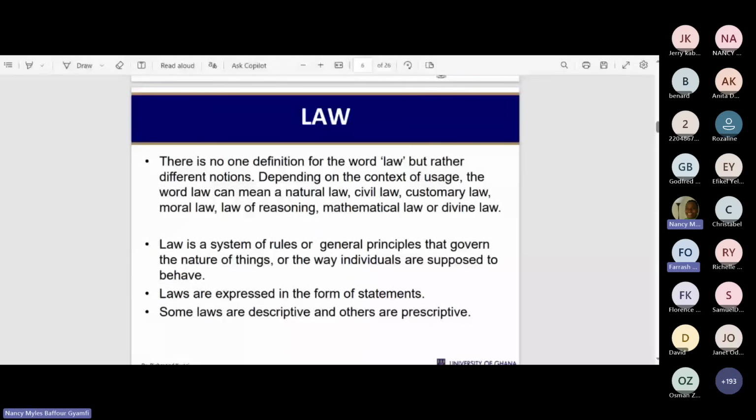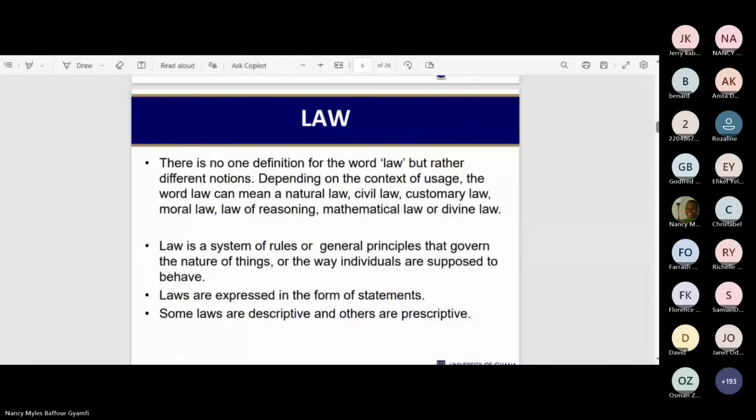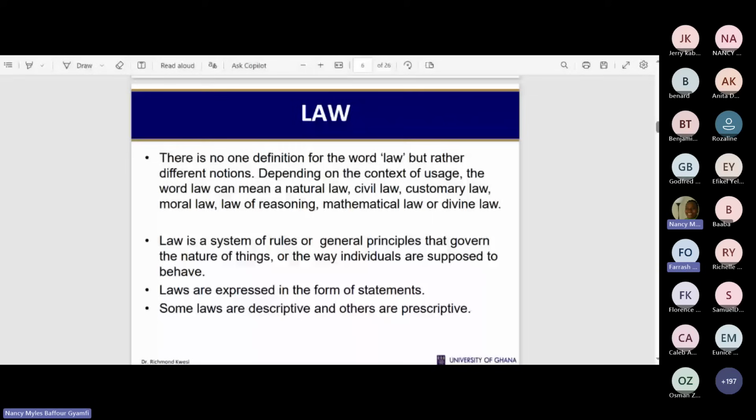There is no definition for the word law, but rather, depending on the context of usage, the word law can mean a natural law, civil law, customary law, moral law, law of reason, mathematical law, or divine law. Law is a system of rules or general principles that govern the nature of things or the way individuals are supposed to behave. Laws are expressed in the form of statements. Some laws are descriptive and others are prescriptive. Well done. Thank you, Farash.